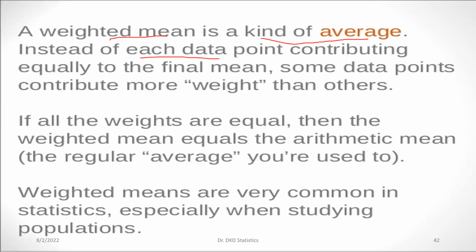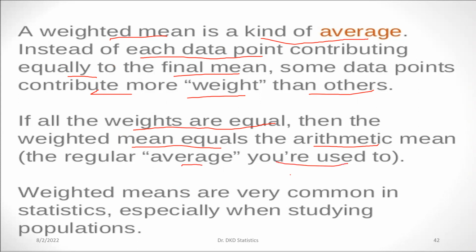Instead of each data point contributing equally to the final mean, some data points contribute more weight than others. If all the weights are equal, then the weighted mean equals the arithmetic mean, the regular average you are used to. Weighted means are very common in statistics, especially when they study population.